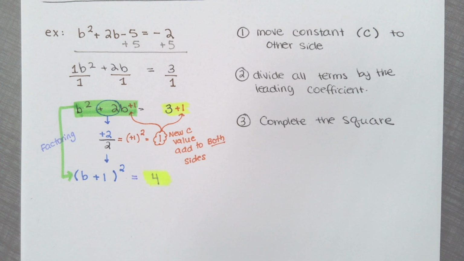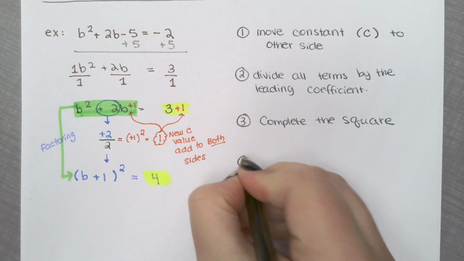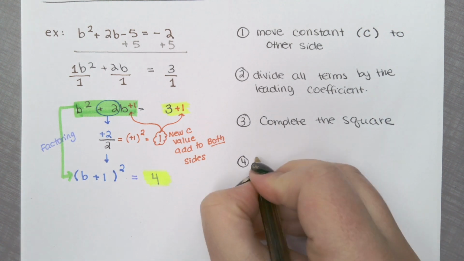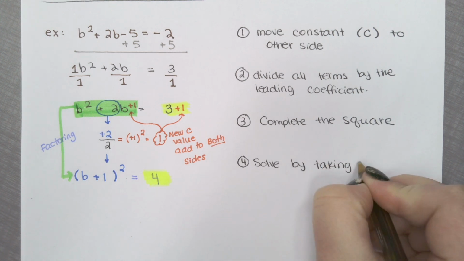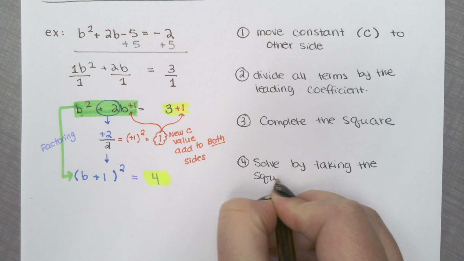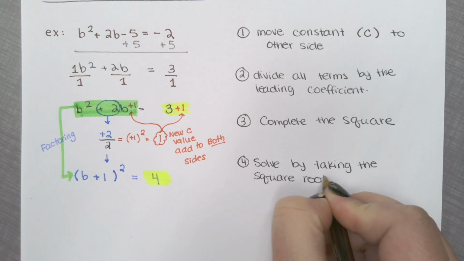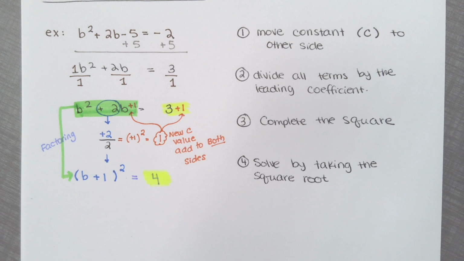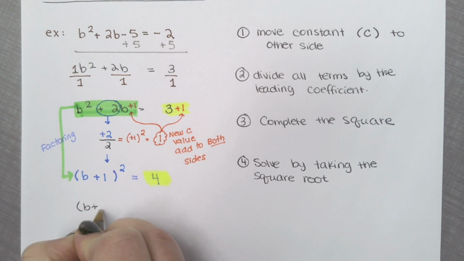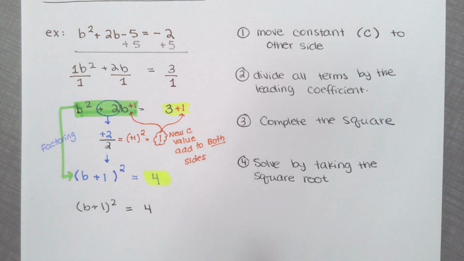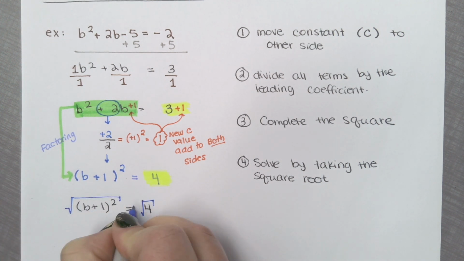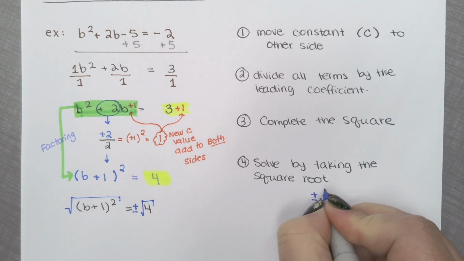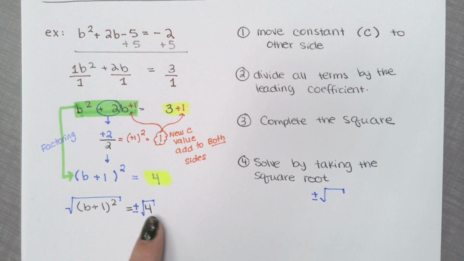This is where step number 4 begins. And so step number 4 is solve by taking the square root. Okay, solve by taking the square root. So I'm going to choose to rewrite it just because I have a lot of arrows and highlighting happening. So we're going to take the square root of both sides. Now immediately when you take the square root of 4, you have a plus or minus that appears. So I'm going to write this in our notes. Anytime you solve by taking a square root, you have this plus or minus.